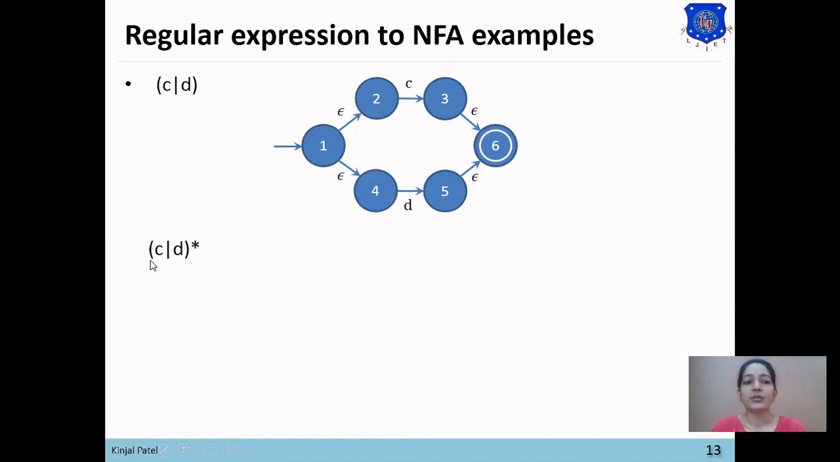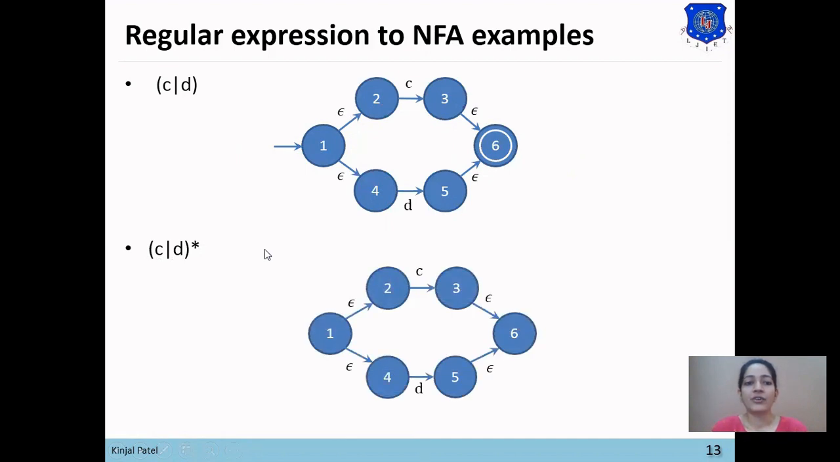Now if we want to construct the NFA for (c or d) Kleene closure, then first we will construct the NFA for the expression inside the bracket. Here c or d are in the bracket, so first we will draw the NFA for c or d. Then we will perform Kleene closure on it. As we have already constructed c or d, we draw the NFA for c or d, and now we will perform the Kleene closure on that NFA.